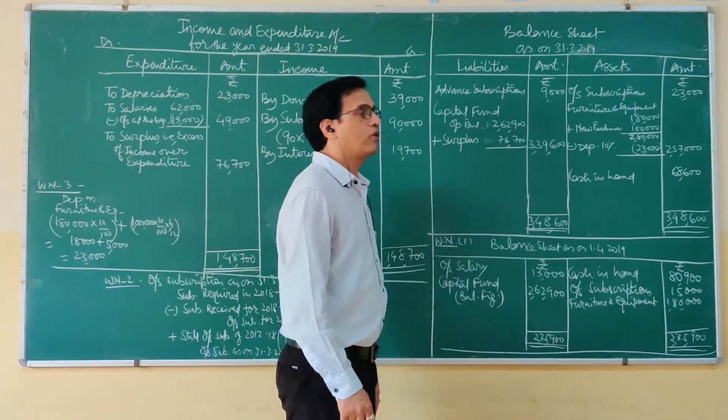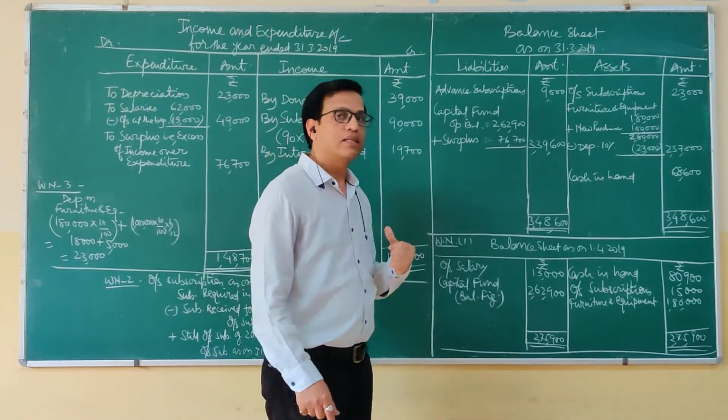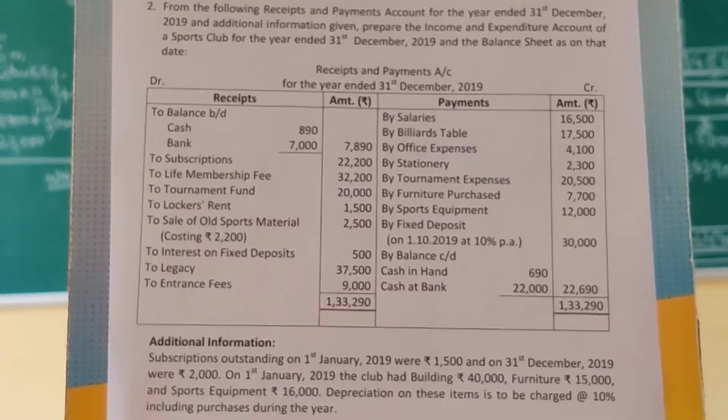So we will solve one more question based on such type of information. So the second question is, from the following receipts and payments account for the year ended 31st December 2019 and additional information given, prepare the income and expenditure account of a sports club for the year ended 31st December 2019 and the balance sheet as on that date.